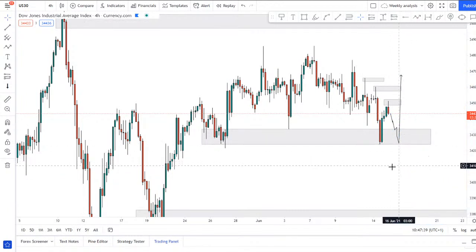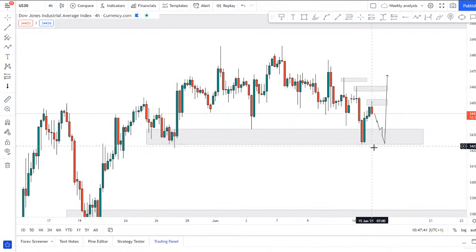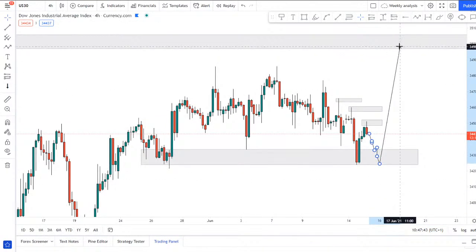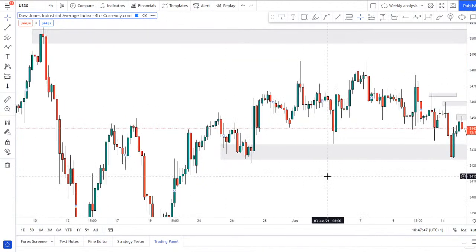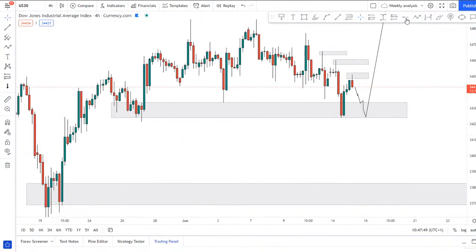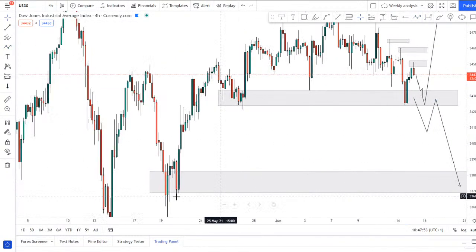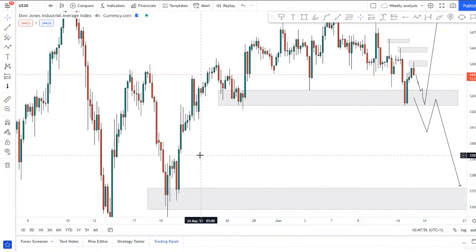That will determine my bias for US30. If we do hold into this area, I do expect to see a higher high and a push back up to 35,000, which was our previous high up there. But if we do take out this level, I do expect to see a bit of bearish momentum come into the markets and then push back down into this prior low here in the market.